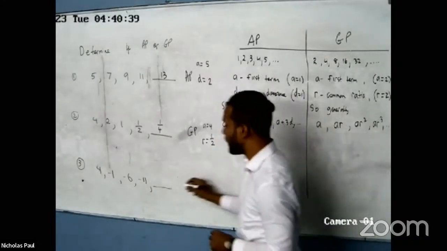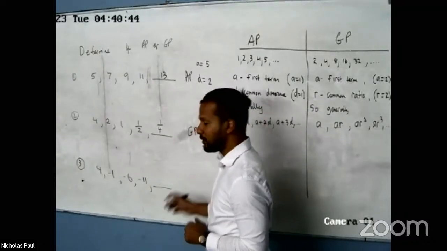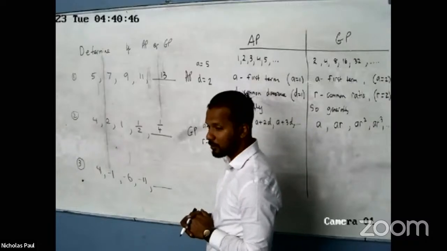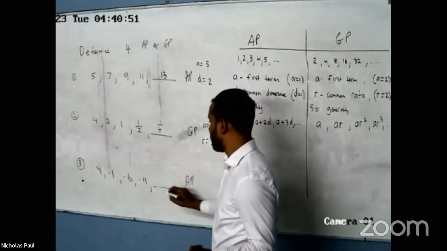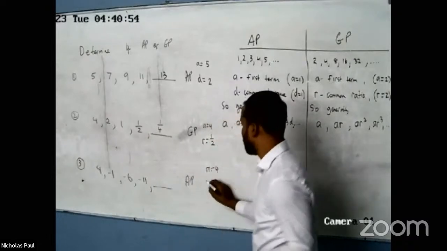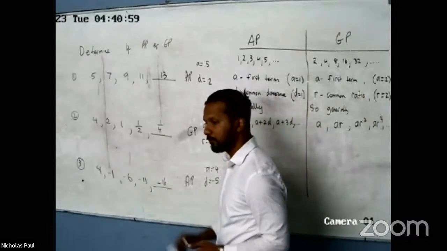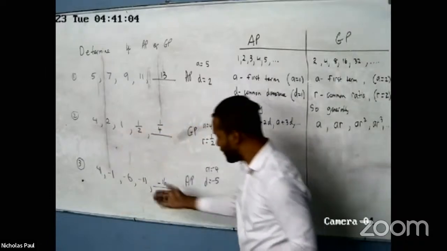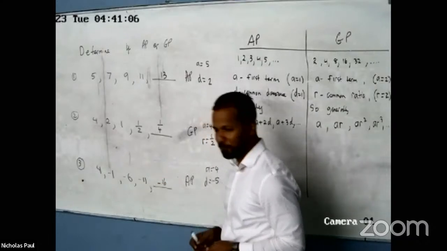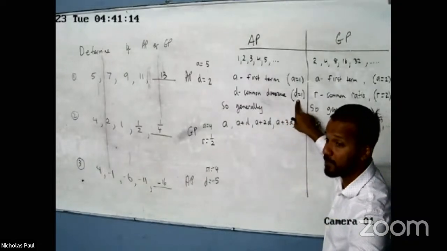Ishana, last one is an AP. A is 4, then -5, then -6. No, in an AP it is a common difference, not a ratio. It can be positive or negative.